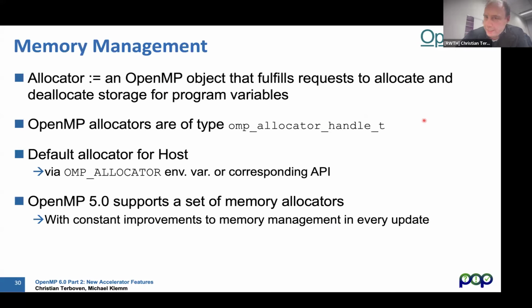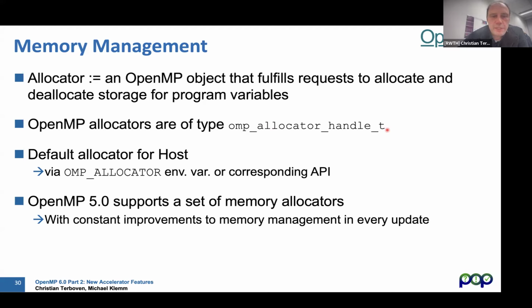Let's review what's an allocator, coming from C++. The definition in OpenMP is that an allocator is an OpenMP object that fulfills requests to allocate and deallocate storage for program variables. So the idea is that in OpenMP, we can use predefined allocators or define our own allocators, which both are then of omp_allocator_handle_t, so that we can influence how memory is being allocated and deallocated. So we can select the kind of memory, we can specify additional properties in the form of traits and so forth.